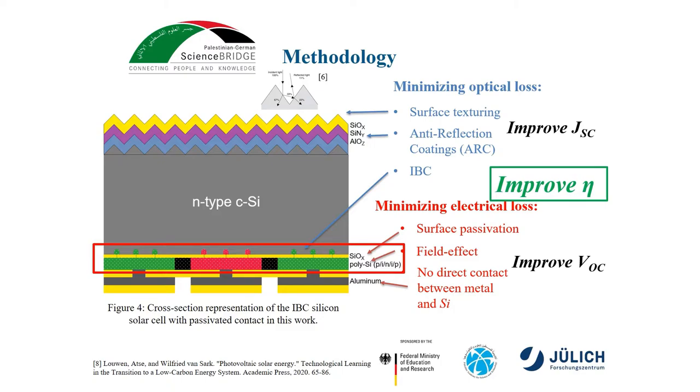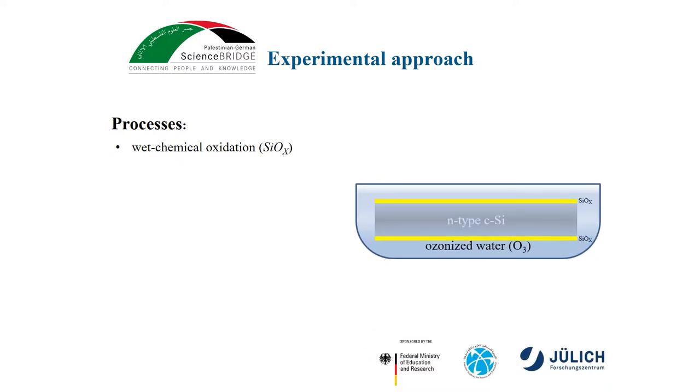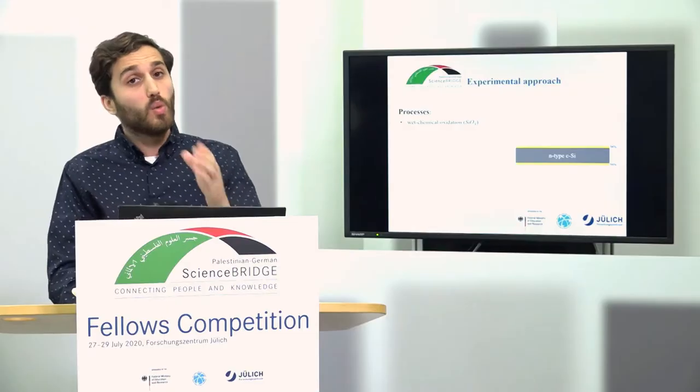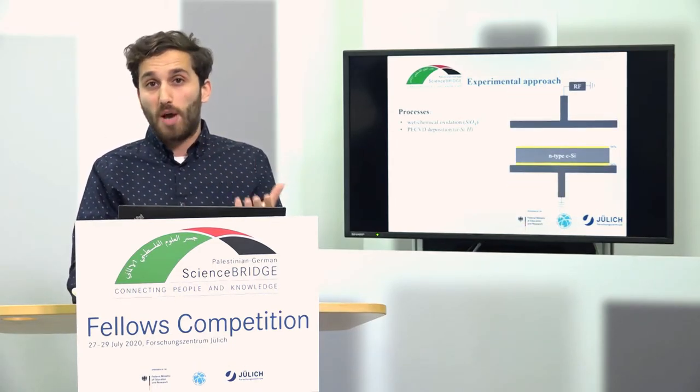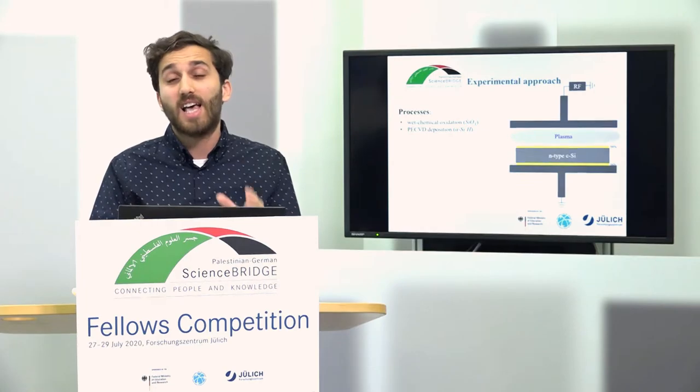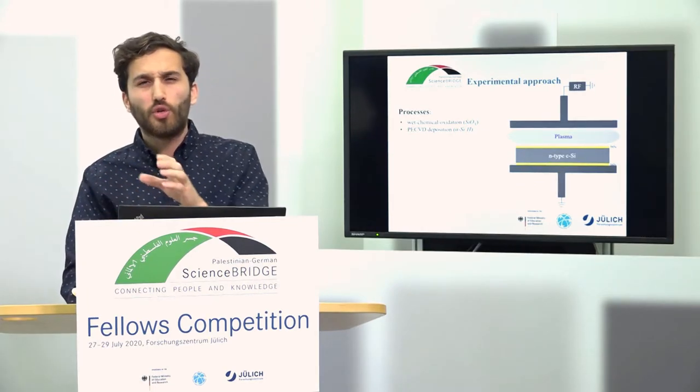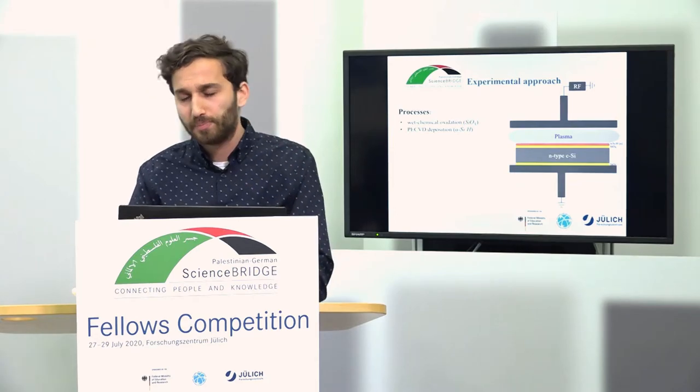Actually, our work is focusing on how we can fabricate a back structure with the sequence of P and N contact. To do that, we have to follow the following sequence. We will start with an N-type high quality silicon solar cell. After that, we will immerse this wafer in ozonated water to get a very thin silicon oxide layer. After that, we will send the sample to a PECVD chamber, which uses plasma as an energy source instead of temperature to create a thin film on top of the silicon.